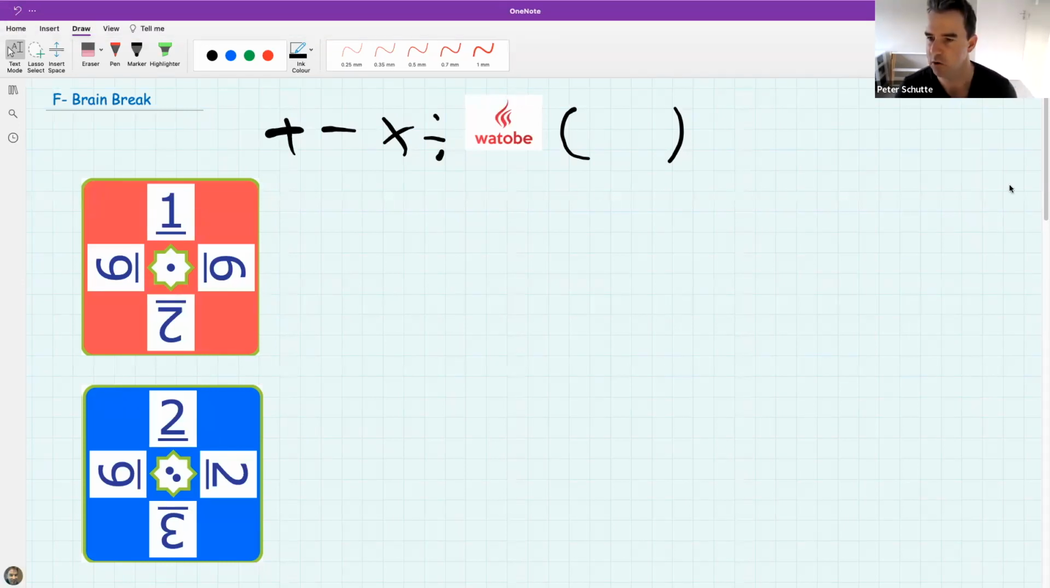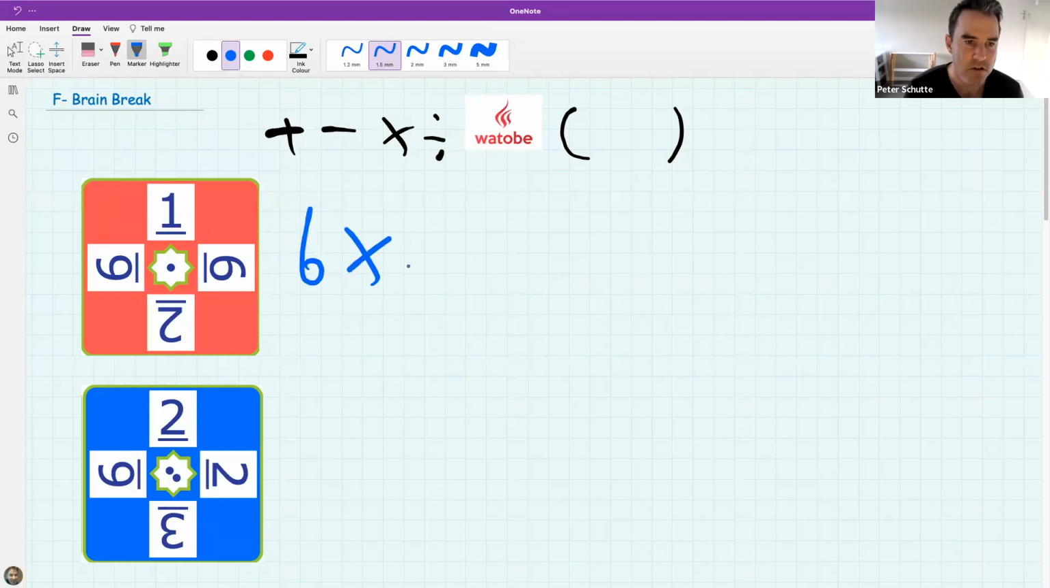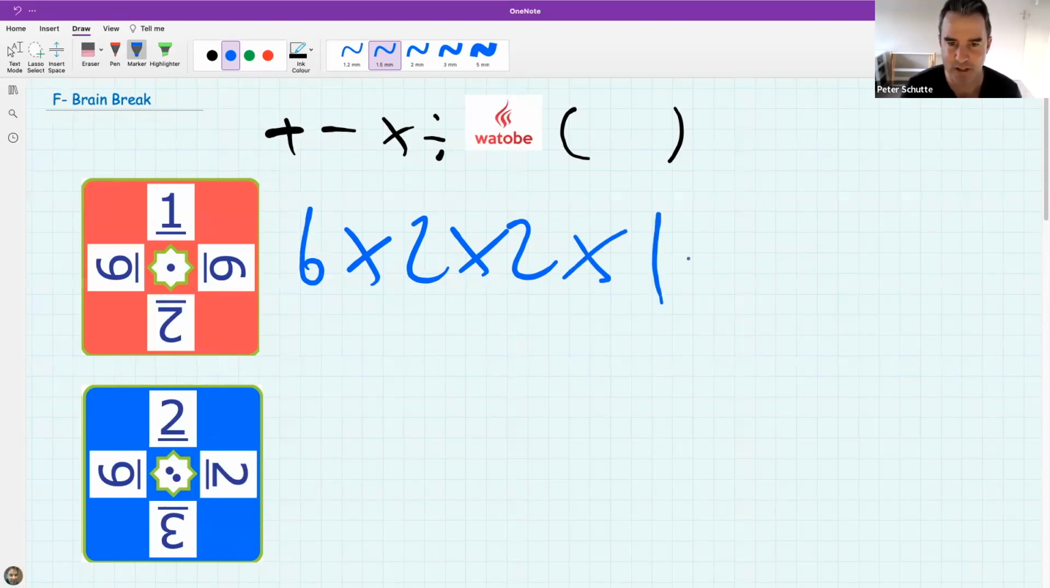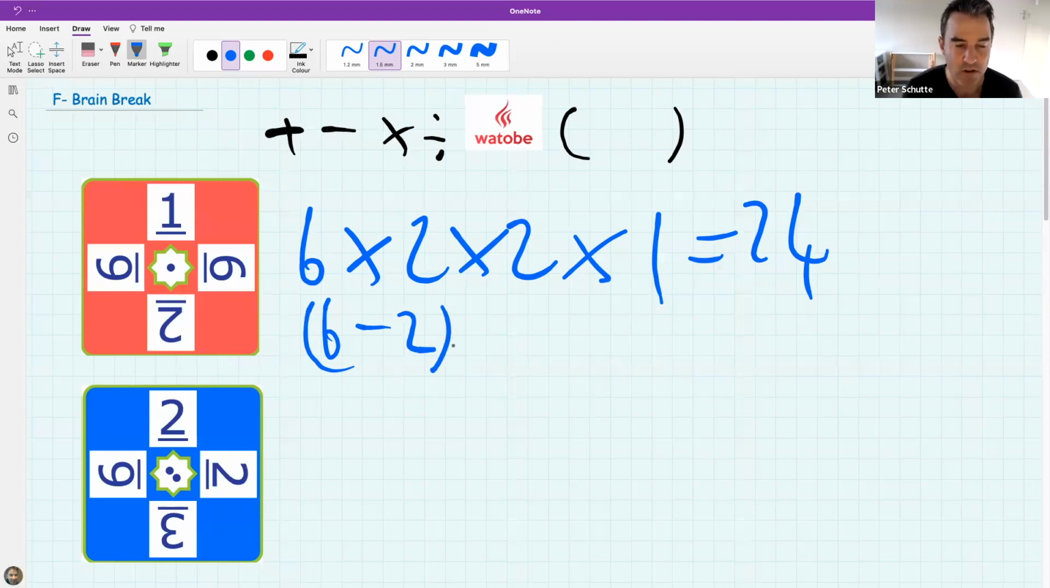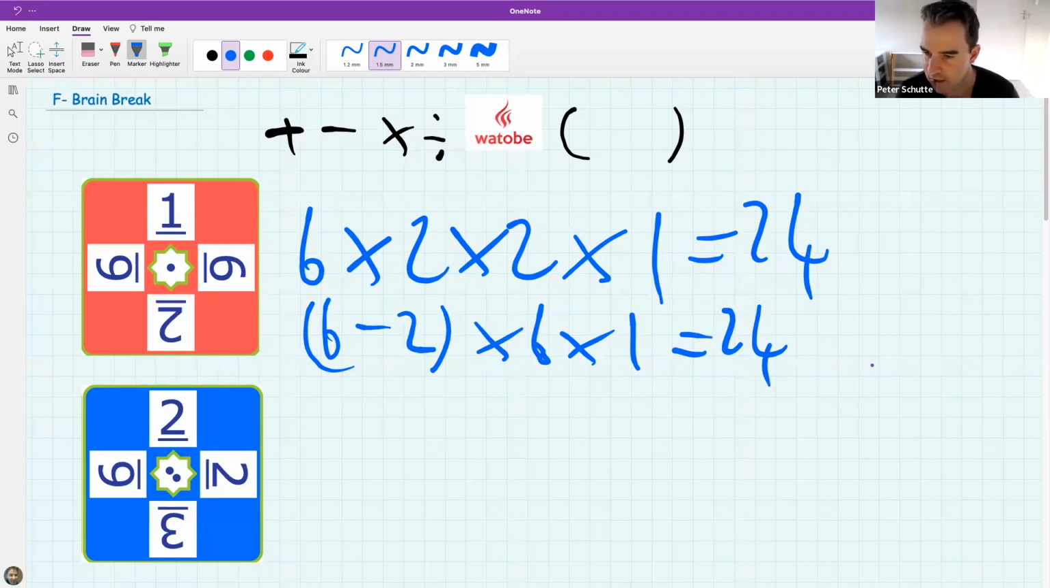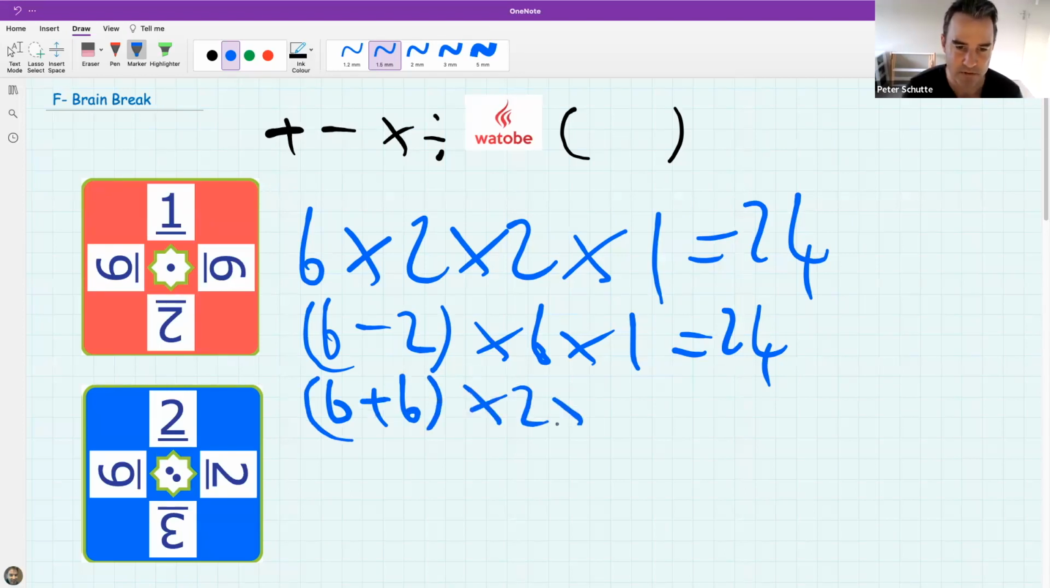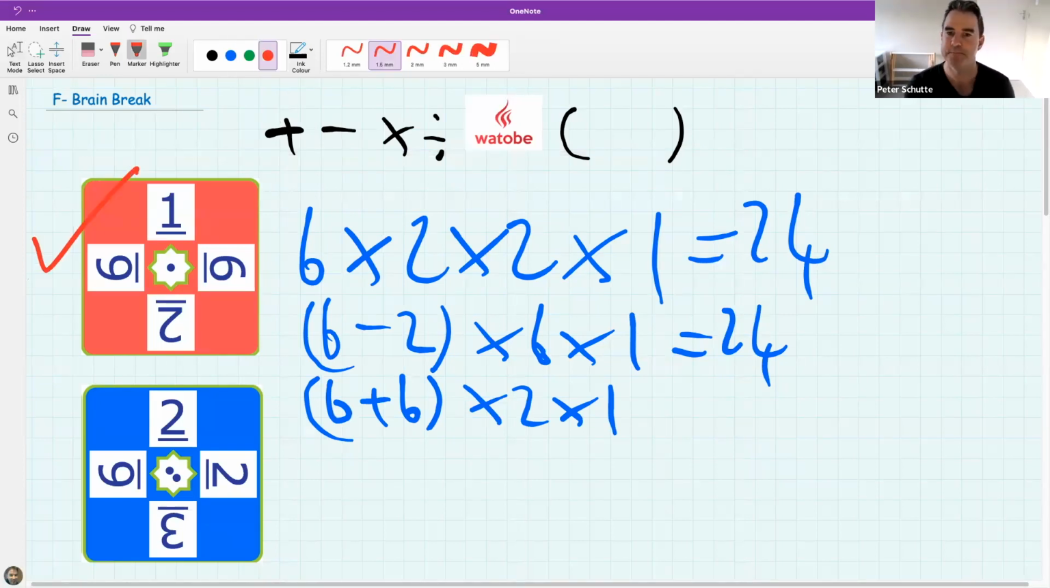Who would like to give me their answer? So 6 times 2 times 2, and then you also have to use up the 1, but I think we can all see we do that. Also, it seems 6 minus 2, which is 4, times 6 times 1, which is 24. Or another one I see here is 6 plus 6, which is 12, times 2 times 1. Okay, so red has been mastered. Can we do the blue one? Lolita's got it as well.